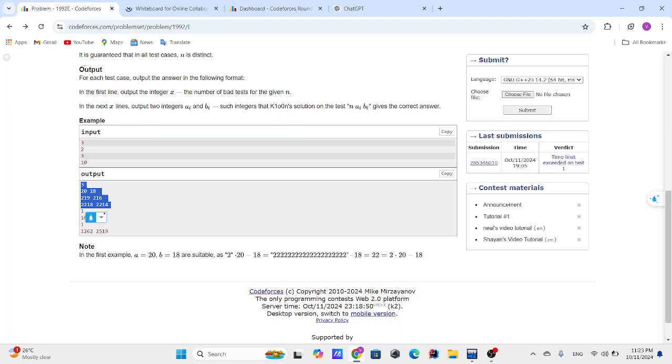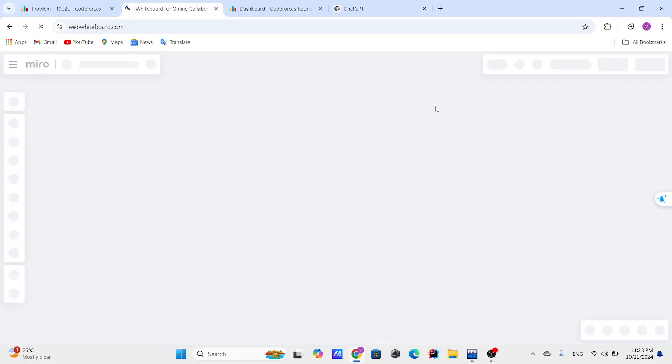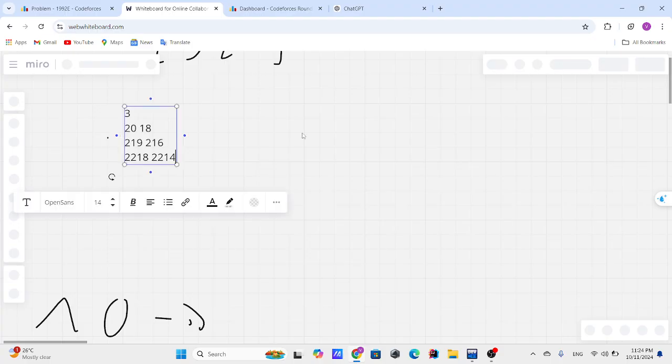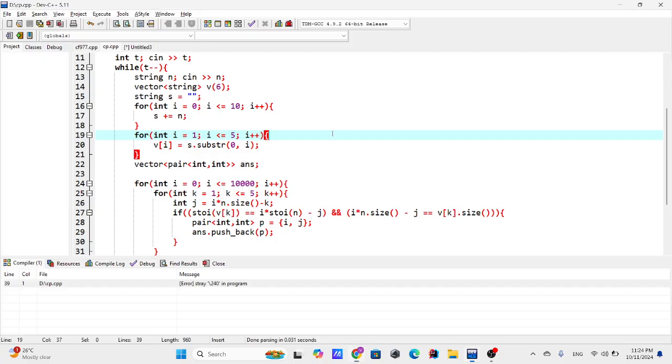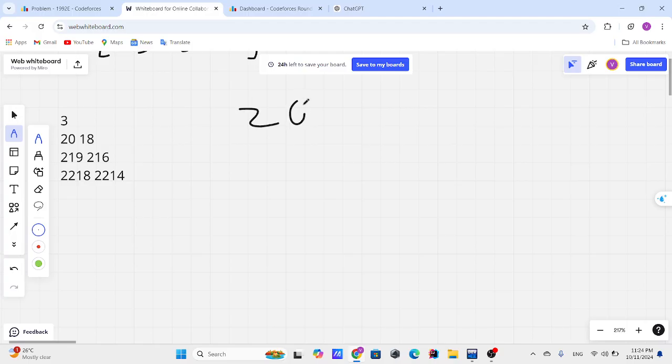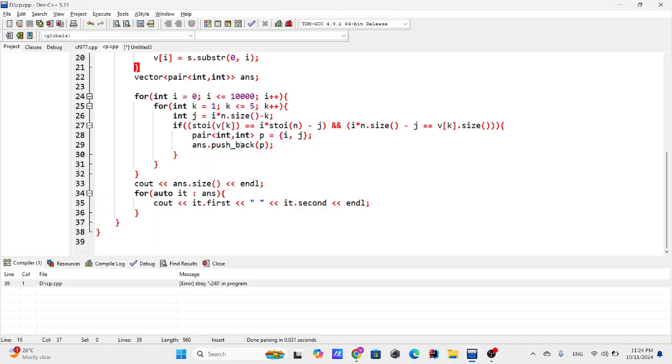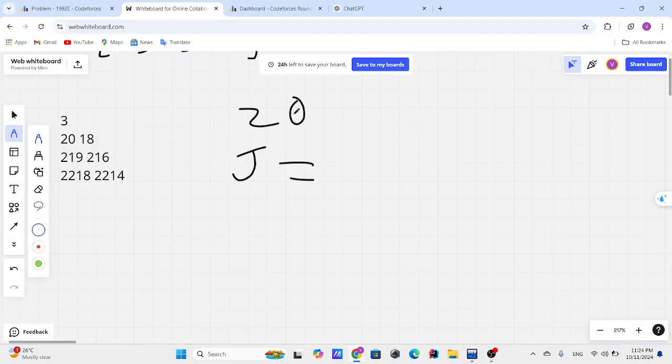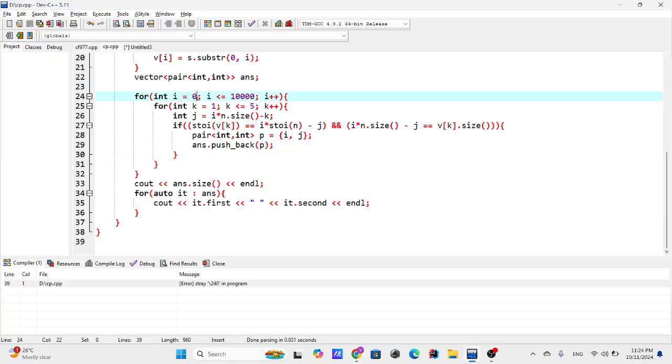For E is 2, or for N is 2. This might be correct. Okay. E is 20, right? E is 20. So J will be what? J will be. J will be. J will be.